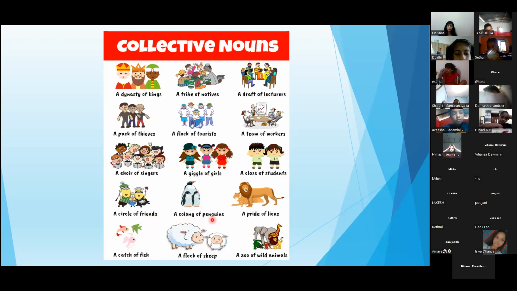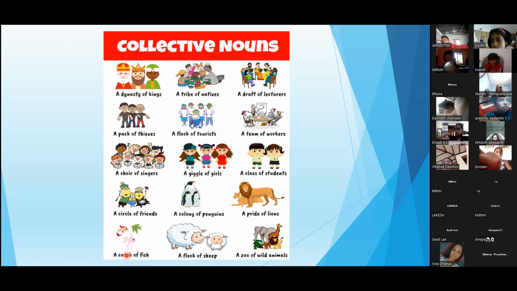A colony of penguins. When a group of penguins live together in Antarctica, we call them a colony of penguins. A pride of lions. A catch of fish. Okay, here we can sometimes say a school of fish or a catch of fish. When you say catch, it's normally the fish has been caught for consumption, for eating, all right? So a catch of fish or a school of fish. Sheep. When you have a group of sheep, you call them a flock of sheep, right? Animals in the zoo, right? You call a zoo of wild animals, right? So these are collective nouns.